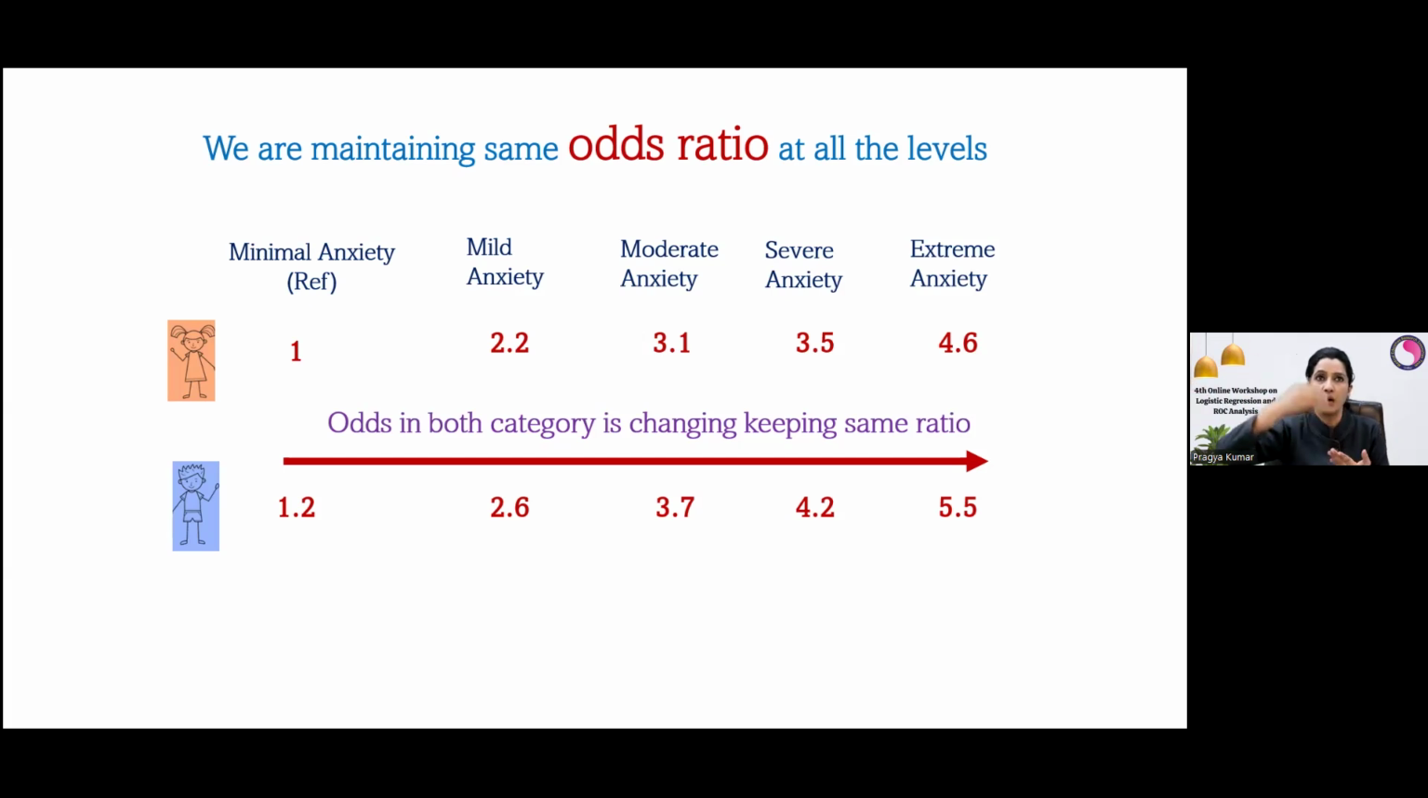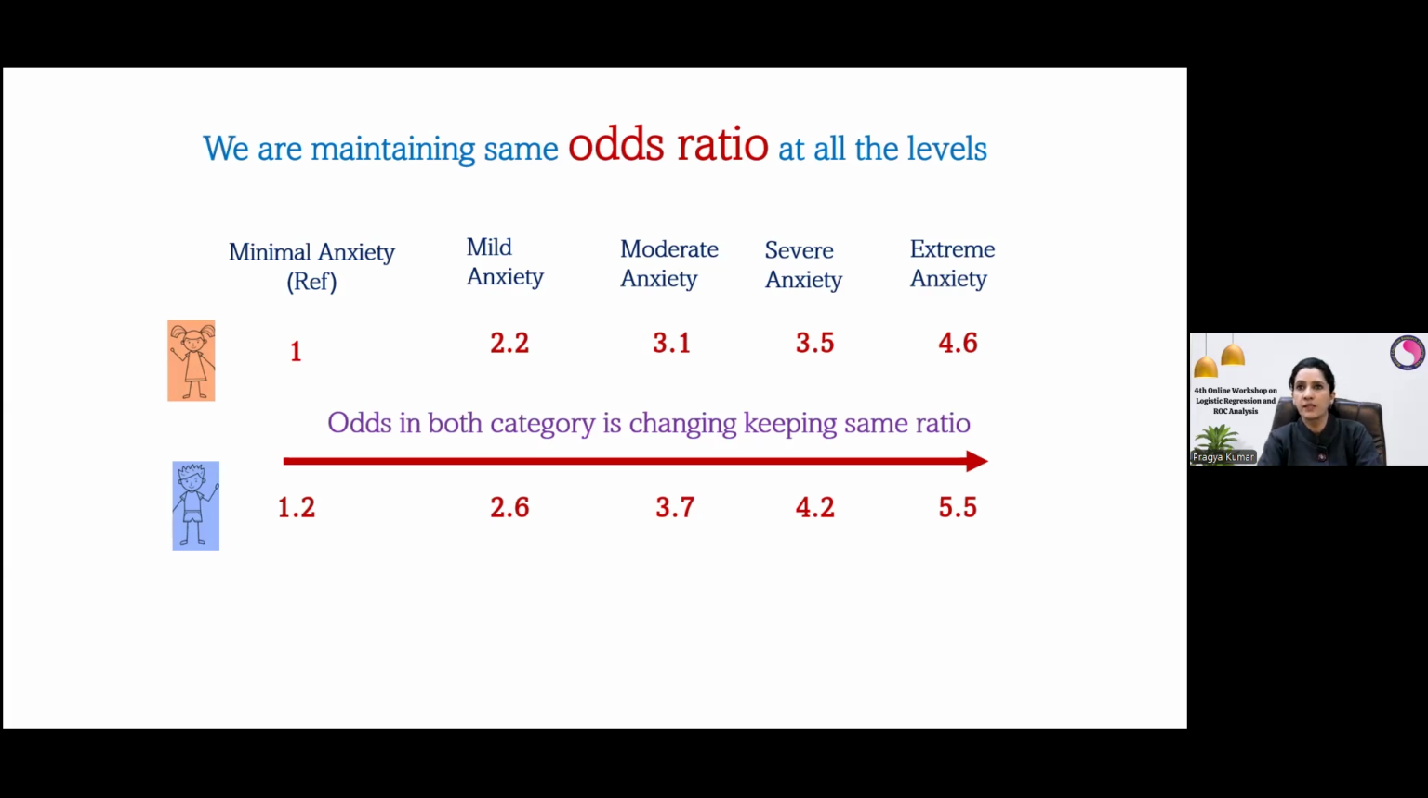So if you see this, this is male and this is female. In these two categories, if I see the odds ratio, this is my reference. So the odds ratio is 1.2 because 1.2 by 1. So this is the odds. What is the odds ratio? If you have to calculate the odds ratio of 2.6 by 2.2, what will be the value?